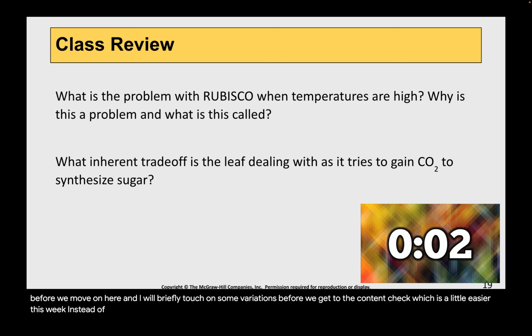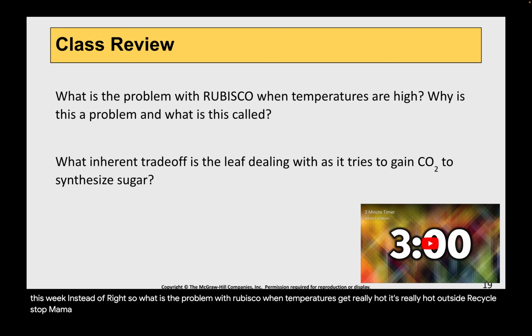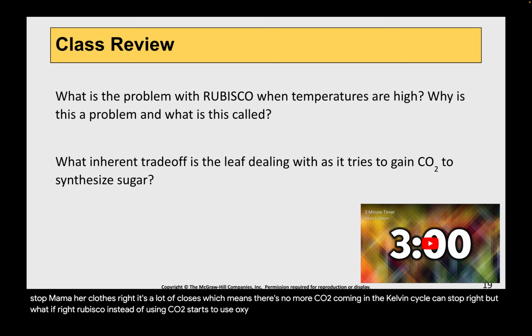All right, so what is the problem with Rubisco when temperatures get really high? It gets really hot outside. Calvin cycle stops. Why does the Calvin cycle stop? Because there's no CO2. Yeah, because the stomata have closed. Stomata close, which means there's no more CO2 coming in. The Calvin cycle can stop. But what if Rubisco, instead of using CO2, starts to use oxygen? What is this called?